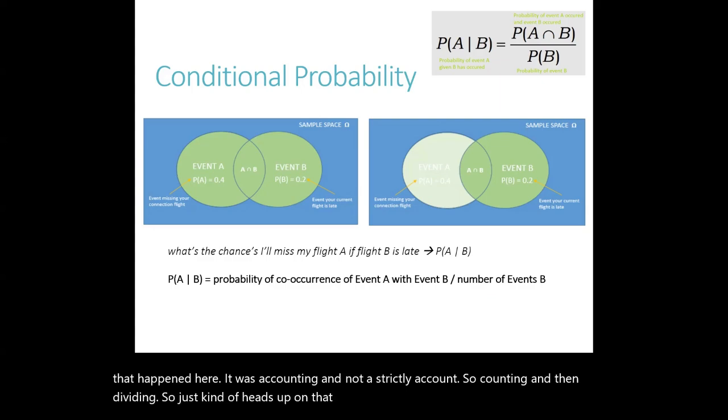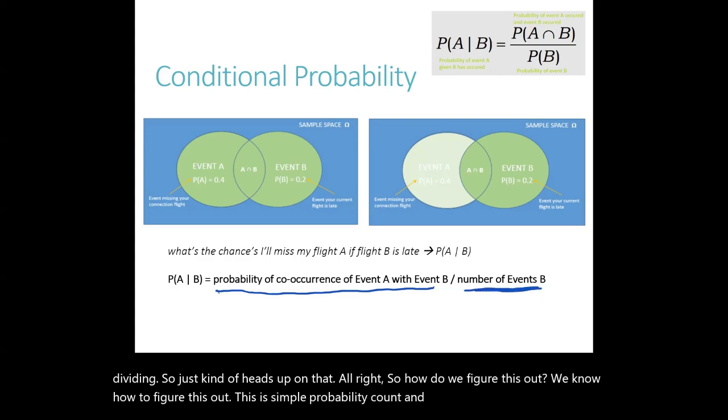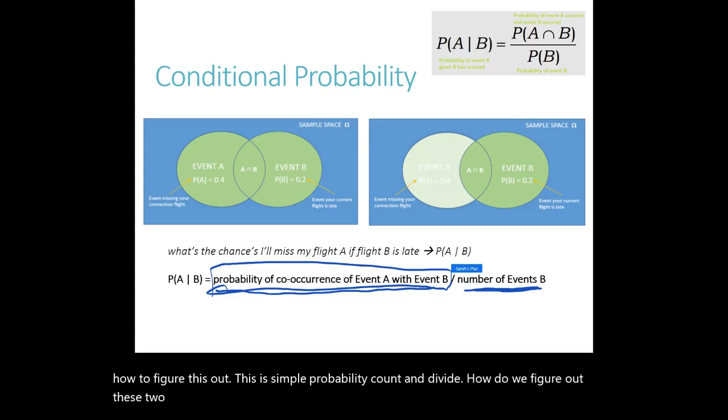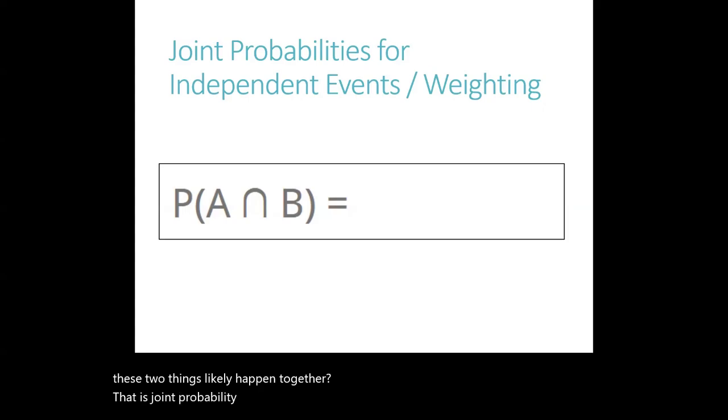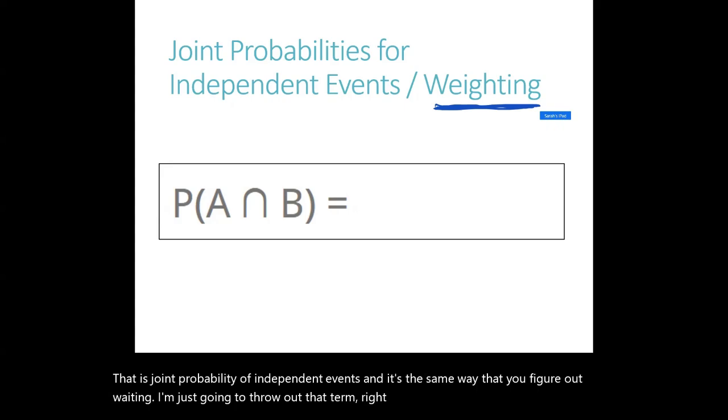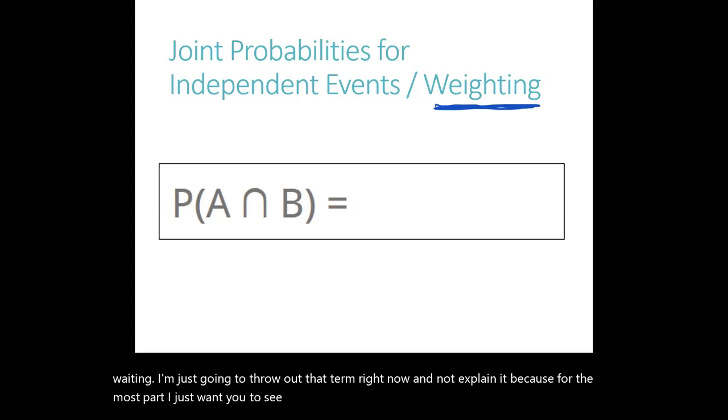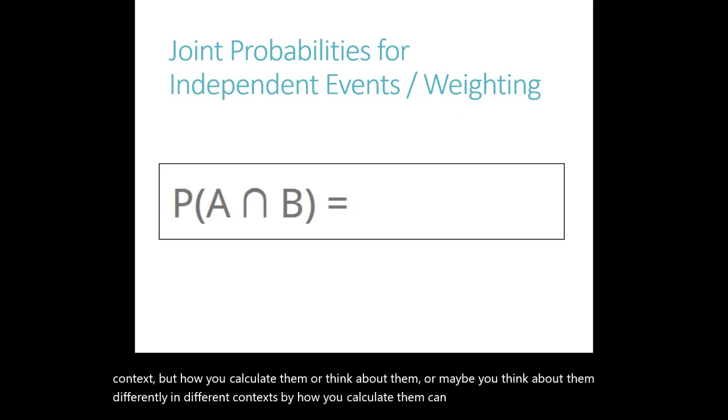All right, so how do we figure this out? We know how to figure this out. This is simple probability, count and divide. How do we figure out these two things likely happening together? That is the joint probability of independent events. And it's the same way that you figure out weighting. I'm just going to throw out that term right now and not explain it, because for the most part, I just want you to see that you can have terms used differently in different contexts, and maybe you think about them differently in different contexts, but how you calculate them can be the same. So we'll just talk about joint probabilities.